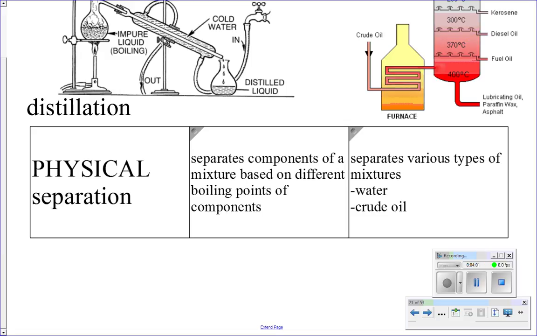This can actually be used to separate various types of mixtures, as long as you have those different boiling points. Distillation of water, we'll use distilled water in lab a lot this year, is very common, as well as the distillation of crude oil, which is an important part of crude oil processing.